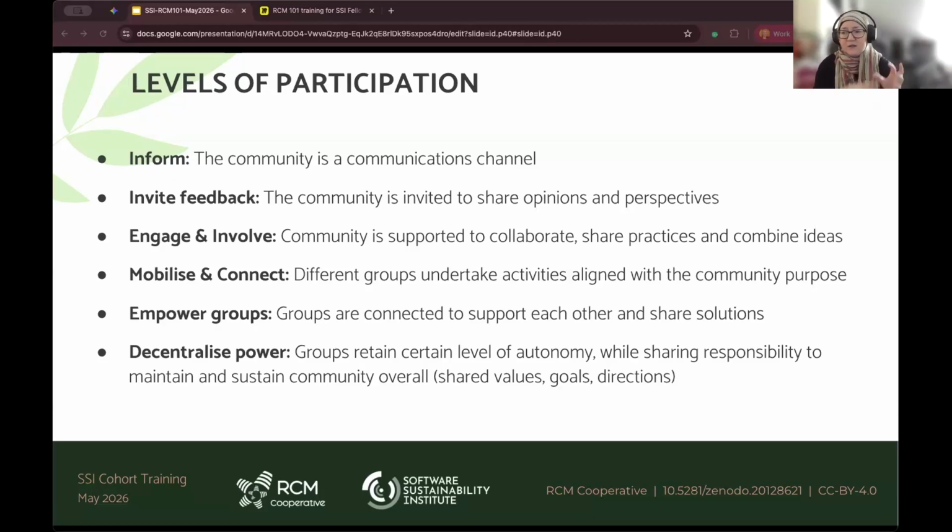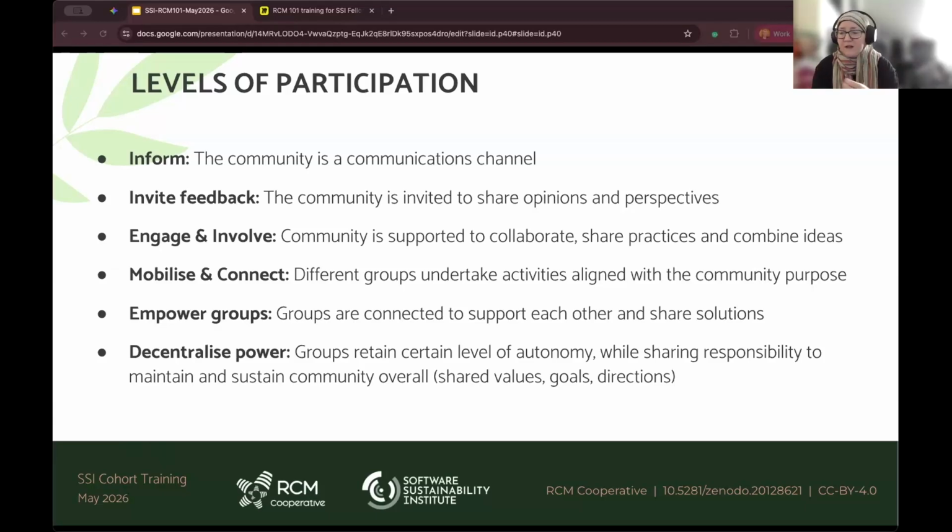And then the third level is about this bi-directional, actually really having conversations with the community and more involvement with the community, is engaging and involving them. So supporting more collaboration. So you might have things like co-working sessions, collaboration cafes, things like that, more shared practices, combining ideas. So starting more co-creation within the community. And then mobilizing and connecting. So this is where you've got different groups. So this might be the starting of your subgroups within the community to undertake different tasks and activities, just as I was saying within the Turing Way.